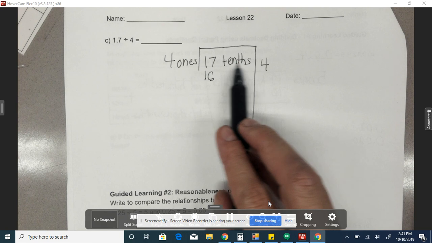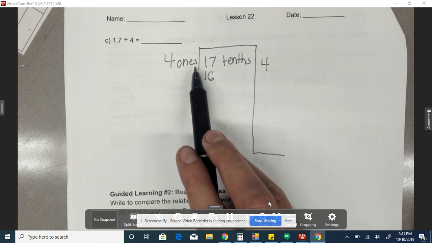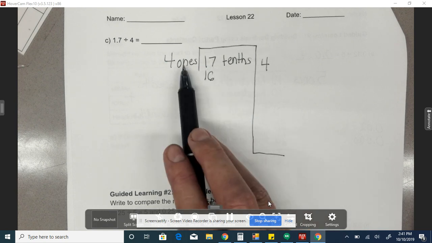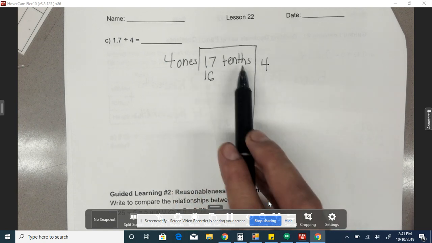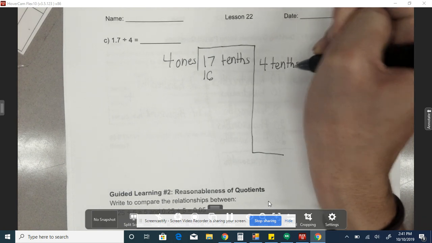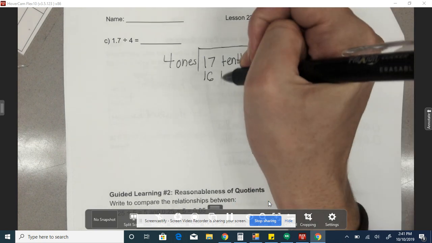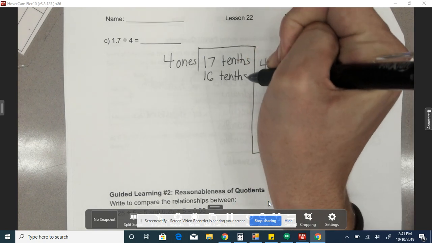Oh, but I want to get to the tenths place. So I'm thinking to myself, what can I multiply by the ones place to get to the tenths place? Well, I know ones times tenths equals tenths. So I'm going to write that we have 4 tenths. 4 ones times 4 tenths equals 16 tenths.